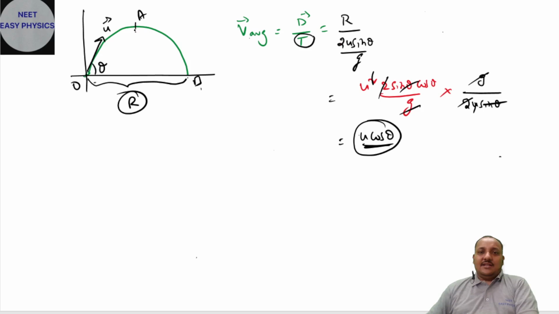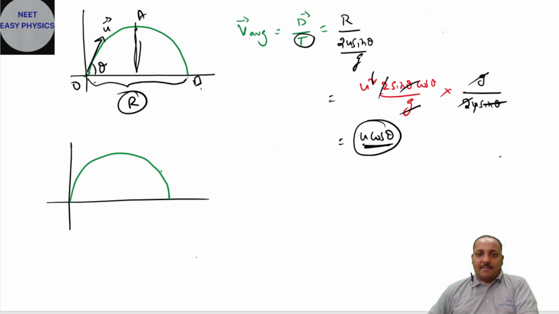Time of ascent means the projectile will be at maximum height. Correct? So the projectile is at maximum height in the time of ascent. So what is the shortest possible distance? This is going to be R by 2. This is the shortest possible distance. So, average velocity equals total displacement by total time.